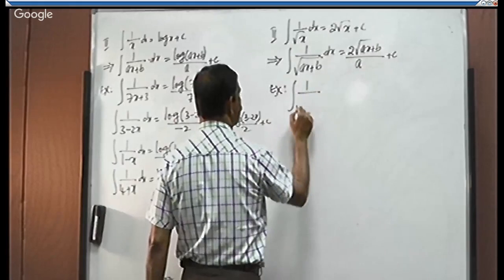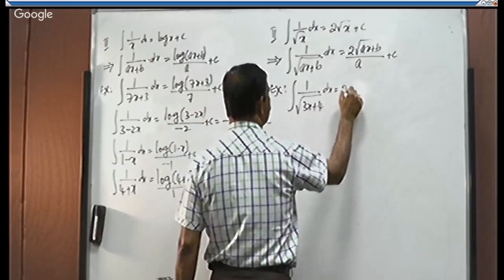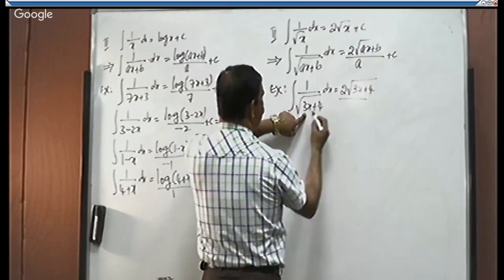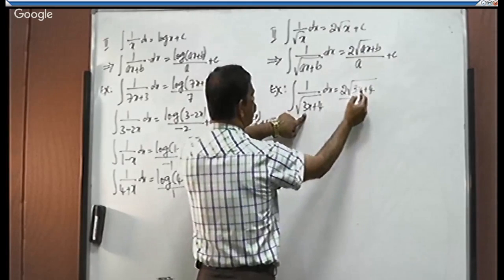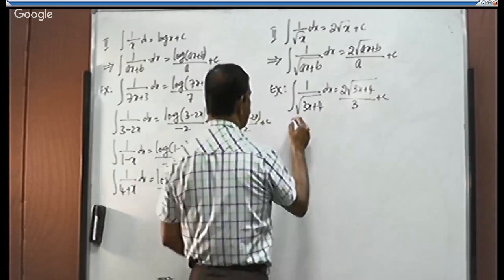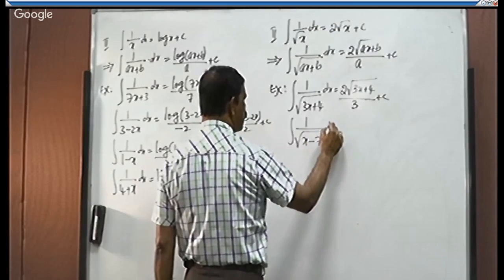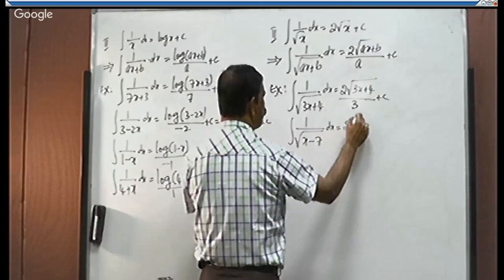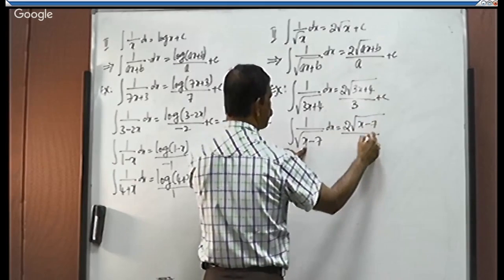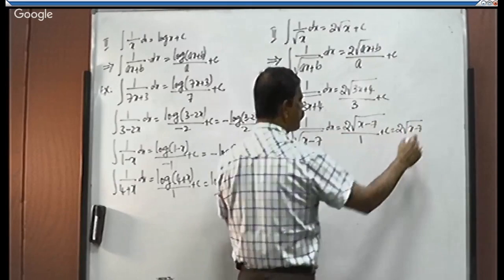Integration of 1 by root of 3x plus 4 dx. What is the answer? 2 root of 3x plus 4, that is 2 root of ax plus b by the x coefficient, which is 3, plus c. Integration of 1 divided by root of x minus 7 dx. The answer is 2 root of x minus 7 divided by the x coefficient, which is 1, plus c, or simply 2 root of x minus 7.